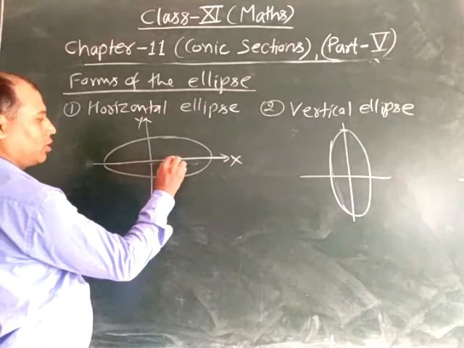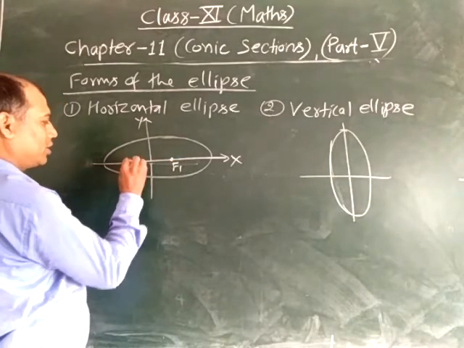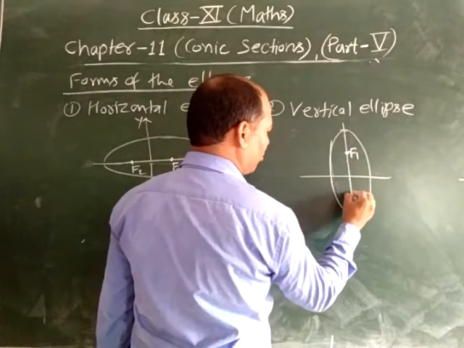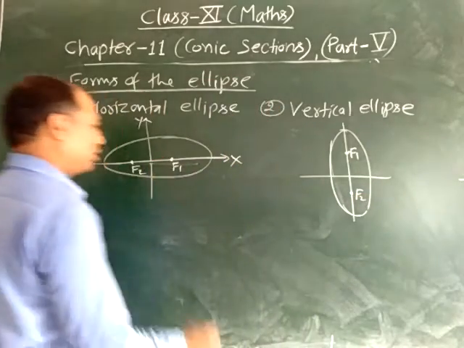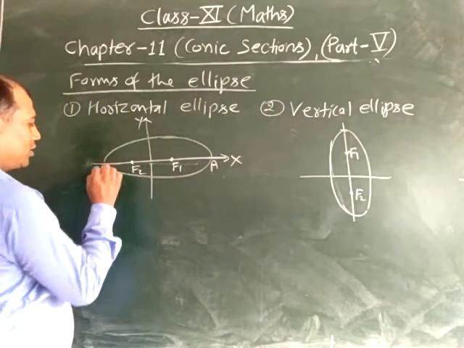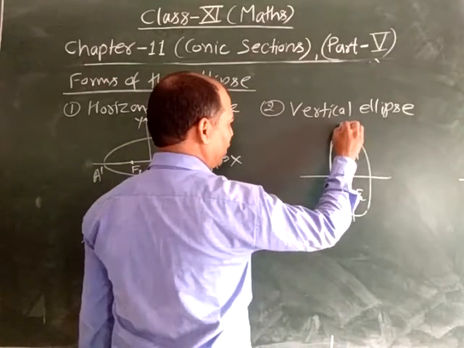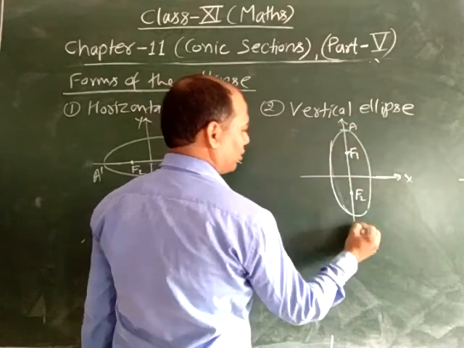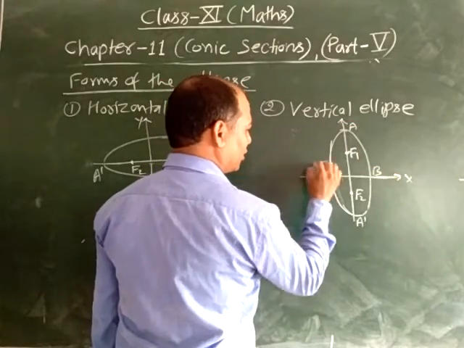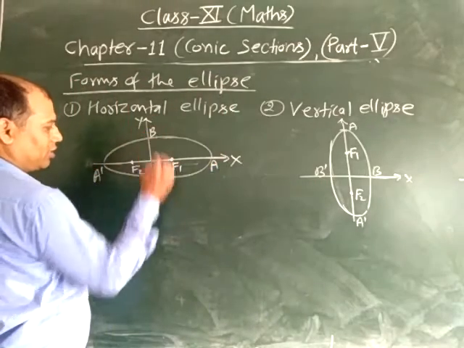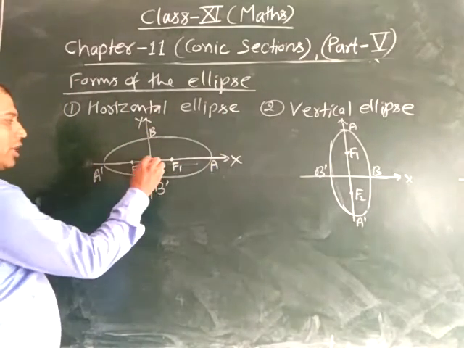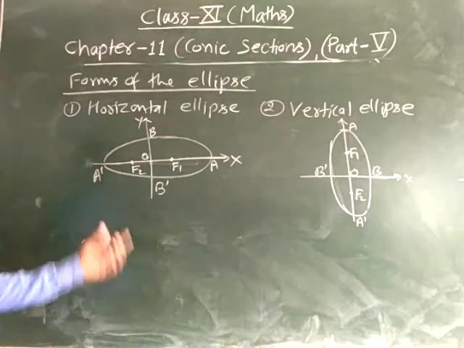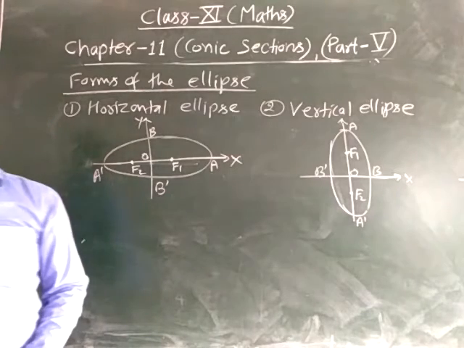In the horizontal ellipse, the focus lies on the x-axis, and in the vertical ellipse, the focus lies on the y-axis. The major axis is A dash A on the x-axis. In this one, the major axis is on the y-axis, A dash A. Minor axis is this B dash B. Here the minor axis is this B dash B. The center is at the origin in both. These are the two forms of the ellipse. It is clear, students?